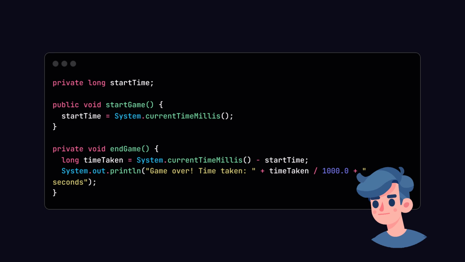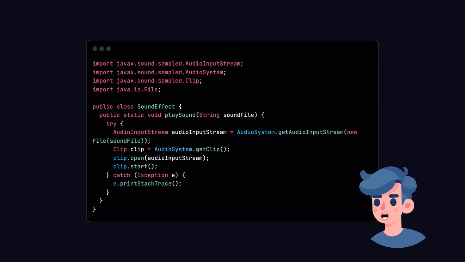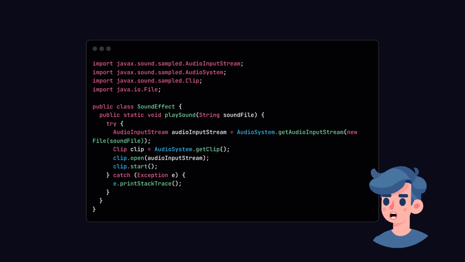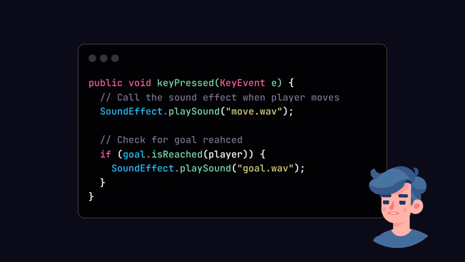Next, let's implement a scoring system based on the time taken to reach the goal. Incorporating music or sound effects can further enhance your maze game. We can use Java's audio clip class for sound effects. Go ahead and create a sound effect class. Now we can play sounds when the player moves or reaches the goal. Call the sound effect methods appropriately within the game class.